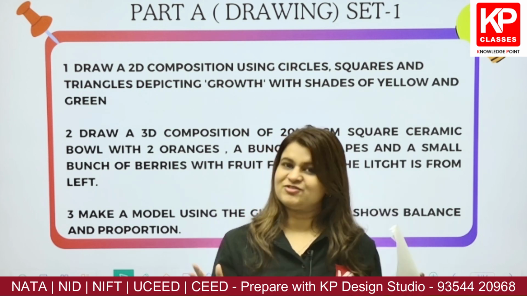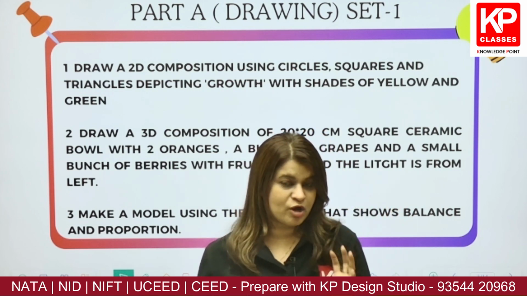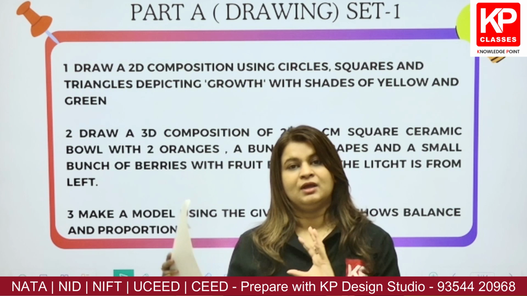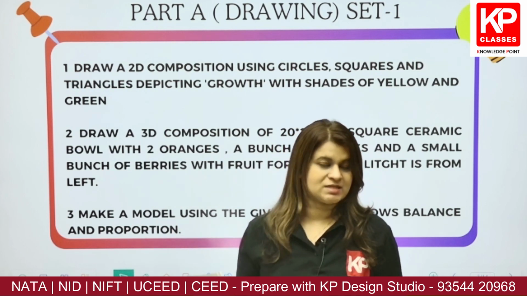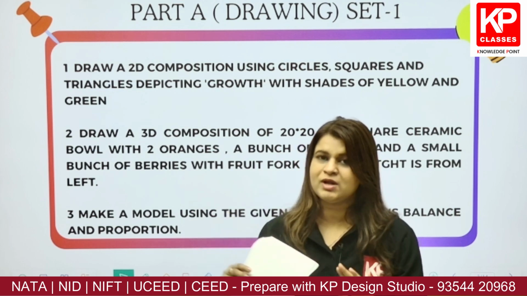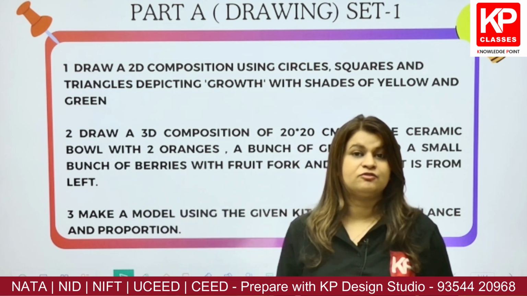But you have to take care of the proportion. When you're scaling down the oranges, you have to also keep in mind that you have to scale down the bunch of grapes and berries as well, as compared to the orange and as compared to the fruit bowl as a whole. Now, why do we get these kind of questions?